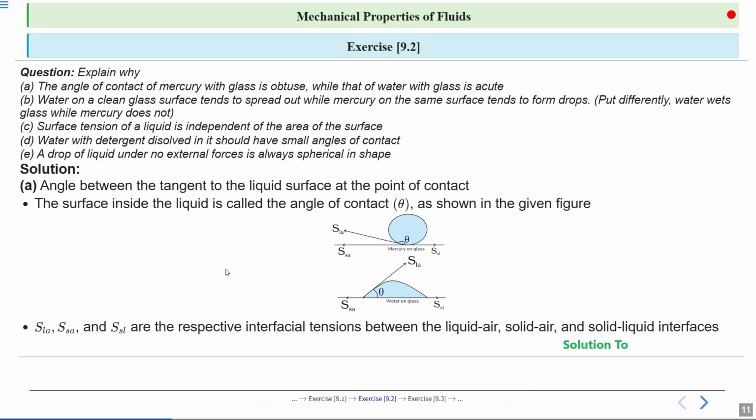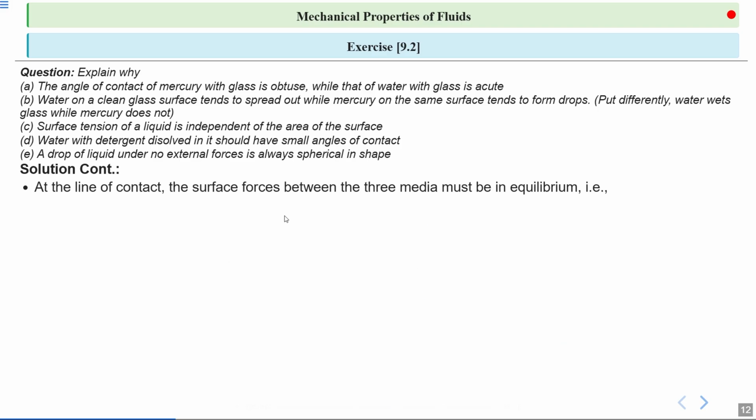Now, at the line of contact, the surface forces between the three media must be in equilibrium. At this contact line, the forces from the surface of the solid, liquid, and air must balance each other. This balance of surface forces is what determines the angle at which the liquid meets the solid surface.